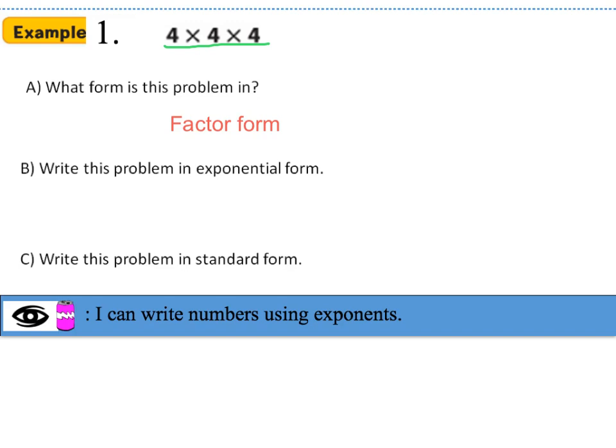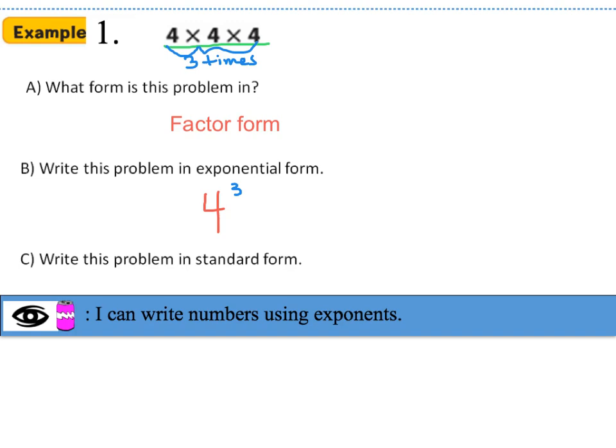Notice that the repeated base is 4. So 4 would be my base. And my exponent is going to be 3, because that's how many times 4 is being repeated, 3 times. So in exponential form, my problem looks like 4 to the third power.